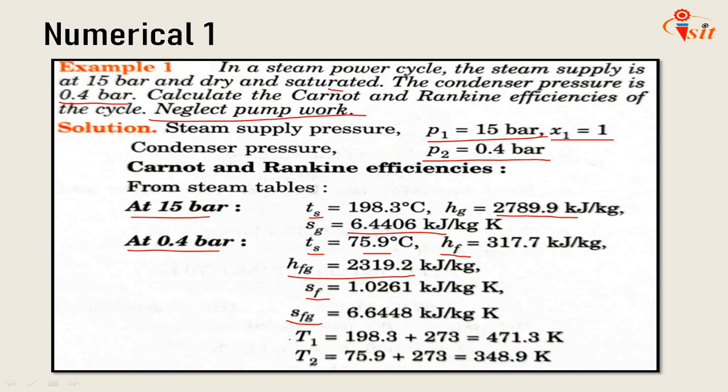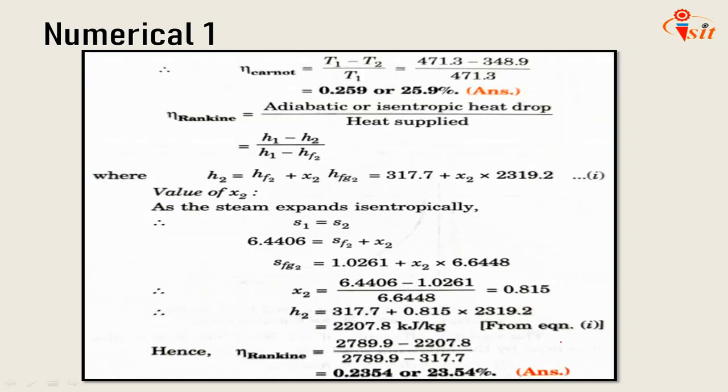Temperature here we can calculate: T1 is 198.3 plus 273, that will be 471.3 Kelvin, and T2 is 75.9 plus 273, that is 348.9 Kelvin. Now what will be the efficiency of Carnot? We have already seen that T1 minus T2 divided by T1 is the Carnot efficiency. Substituting the values of T1 and T2, we get the Carnot efficiency as 25.9%.